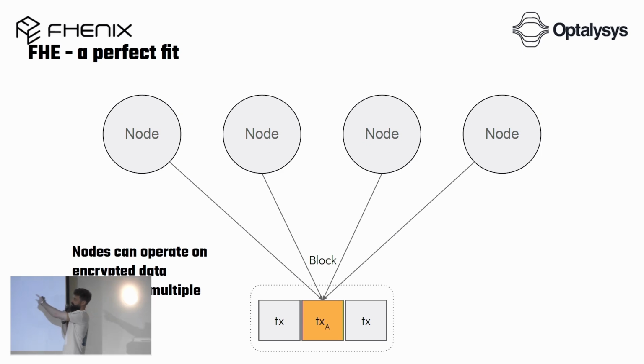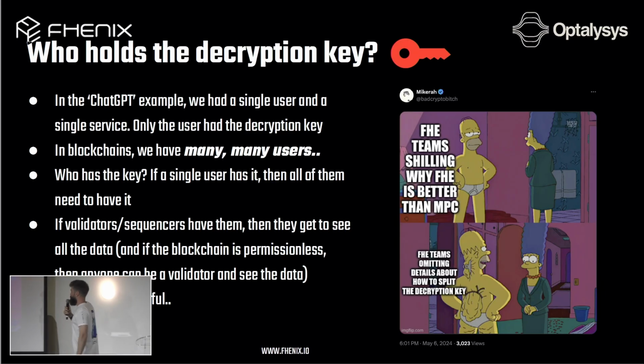All of these nodes can do this manipulation without actually getting access to the underlying data. So they don't gain knowledge of anything. Now, one outstanding issue with this is who actually holds the decryption key. And that's an interesting question, because in the ChatGPT example, it was fairly easy. I had one user, let's say it's me, I control my keys. When I want to decrypt, I just decrypt. No one else gets access to my decryption key.